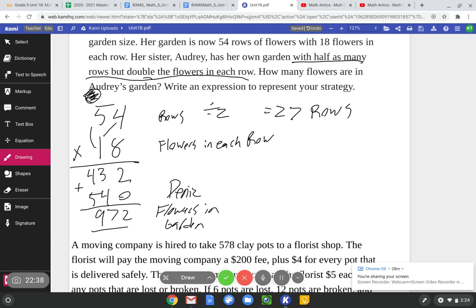But she has double the flowers in each row. So 18 times 2, and that's going to give us 36 flowers in each row.